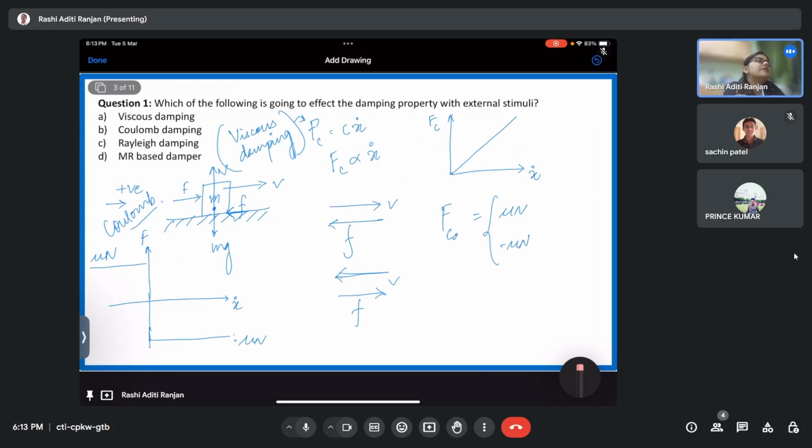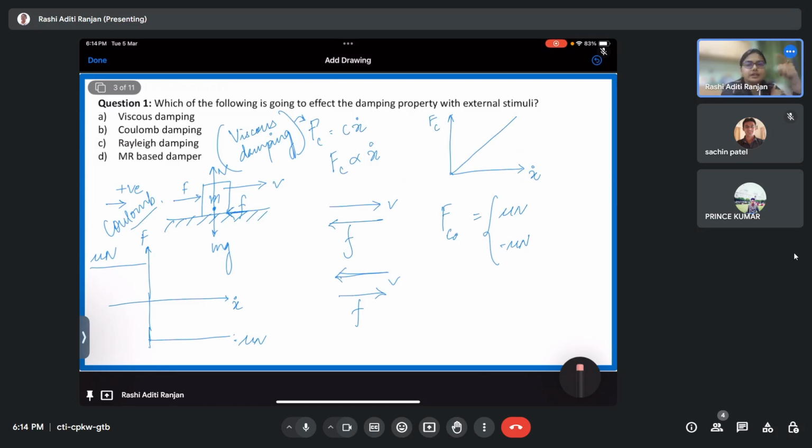Now coming on to the MR based damper, which uses magnetorheological fluids. What happens in magnetorheological fluids is that if I apply a magnetic field across the fluid, its properties are going to change. It basically has a fluid, maybe some gel, like silicone gel, and then it is going to have iron particles in it. So what is going to happen?